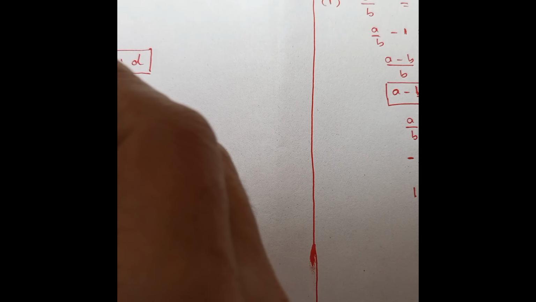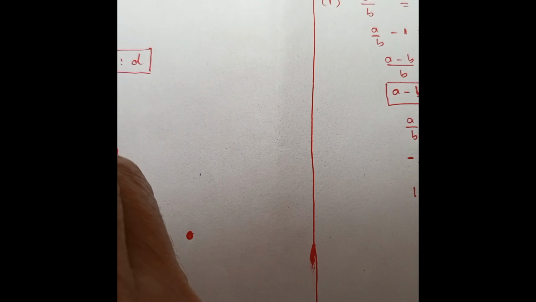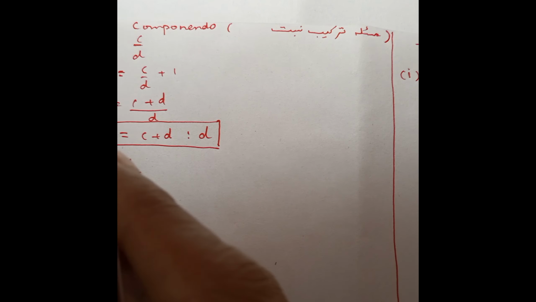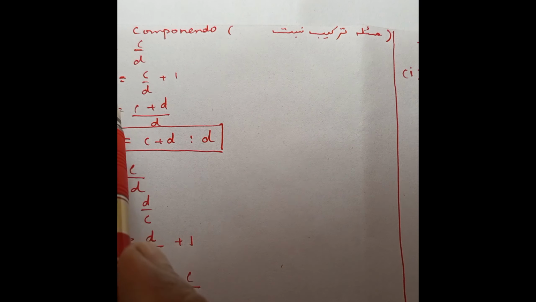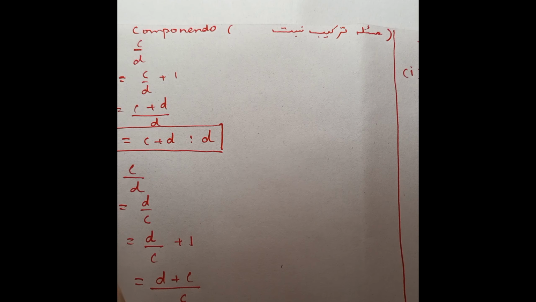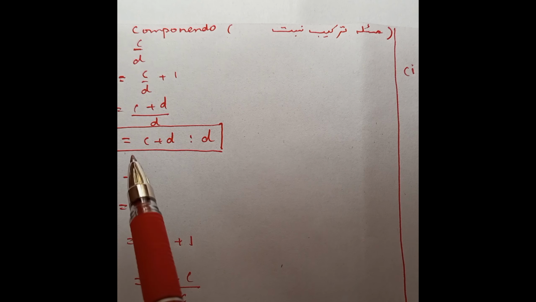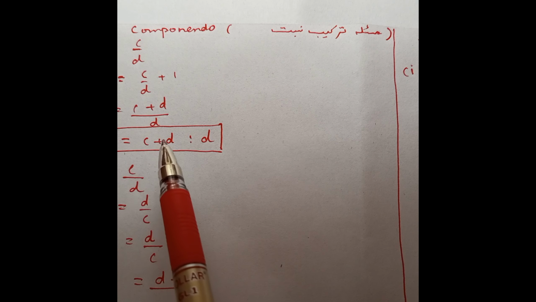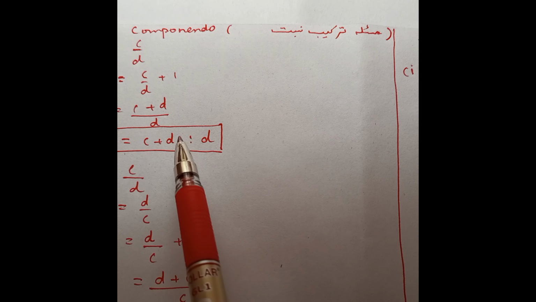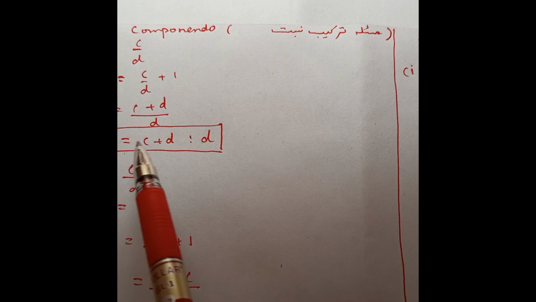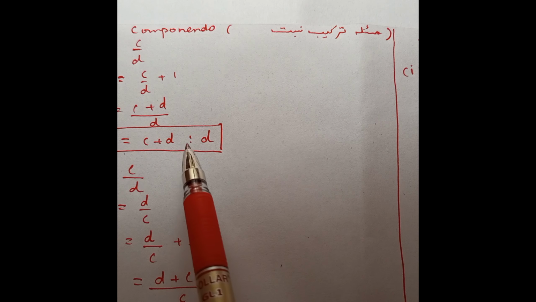We are asked about the componendo property. Student, start from here. A by B is equal to C by D. Adding 1 to both sides and taking LCM, we get A plus B divided by A is equal to C plus D divided by C. This is one of the cases of the componendo property, but no option is given like that in MCQ number 15.